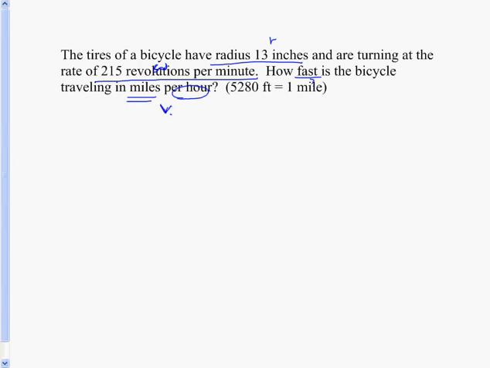So, it looks like I have everything for velocity because I know that linear velocity is equal to r times omega, which is my angular velocity. I just got to work on omega. R is 13 inches. Right now they gave me my angular velocity in revolutions per minute, but I need mine in radians.